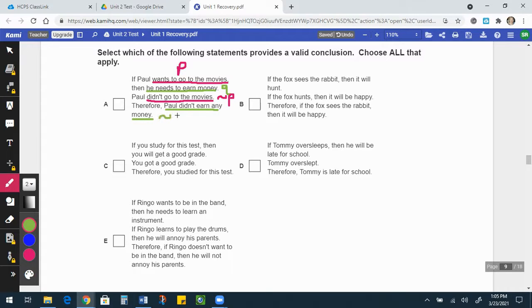So y'all, the hard part's done. We've labeled our argument. Here's what it would look like if we put it all together. If P, then Q. Negated P came next. Therefore, negated Q. You just have to look back in your notebook to see, do any of our laws perfectly match this argument?